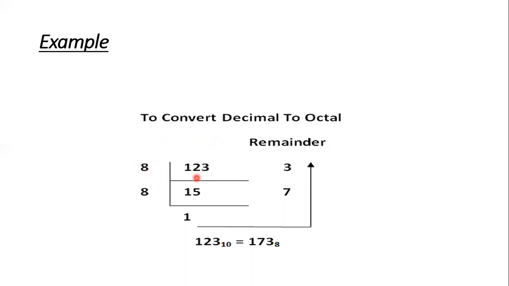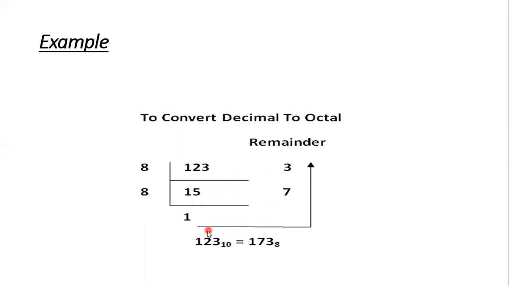Now, divide 123 by 8. In 12, one time, so remaining 4, 43. So 43 divided by 8, 5 times. 5 8s are 40. Therefore, remaining 3. That remainder put here. Then again 15 divided by 8, one time. 1 8 is 8. Then remaining 7. So you put 7 here.